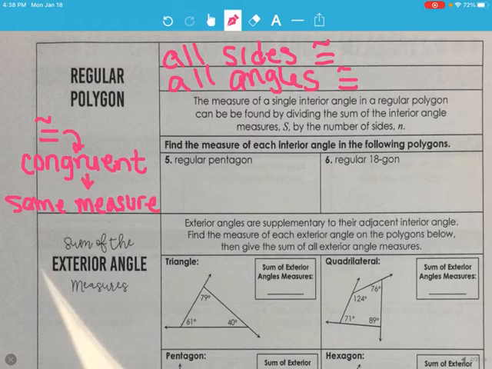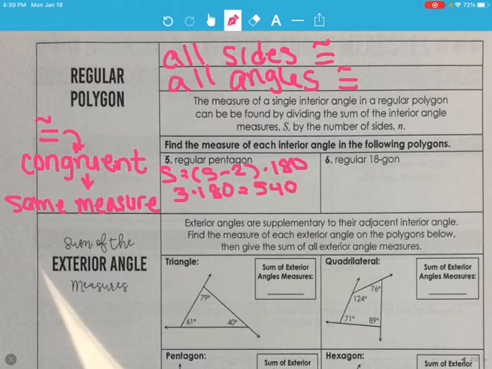So with that being said, in number 5, they want us to find each interior angle of a regular pentagon. So remember, a pentagon is 5 sides. First, I'm going to fill out the formula from the first page to see how many all the angles together would be. So that'd be 5 minus 2 times 180. I would get 3 times 180. And that would give me 540.